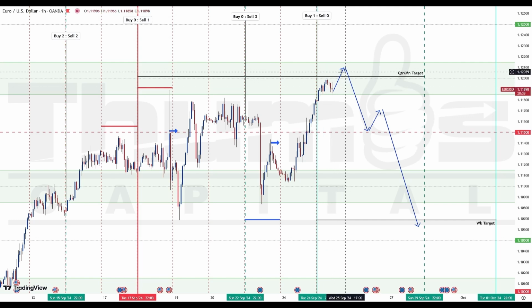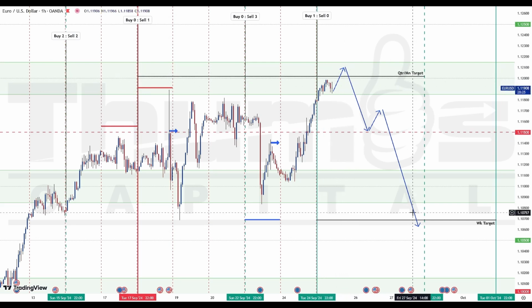Price will go into the fence, and inside that fence it will find smaller time frame liquidity and create some reversal price action, and then we have our reversal. So that's it. Let's see how price will deliver all the accumulated orders.